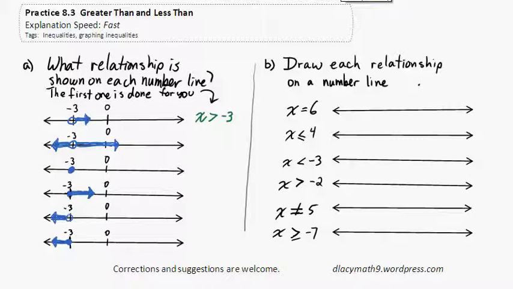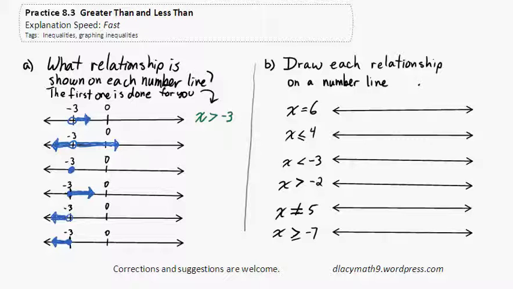Practice 8.3, greater than and less than, where the explanation speed is fast. A, what relationship is shown on each number line? The first one is done for you. So that's what's written here. This is the answer. Write similar answers down here, please.